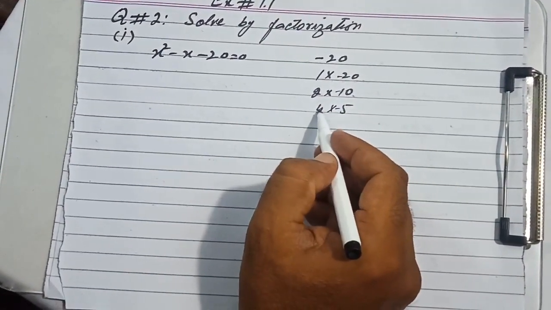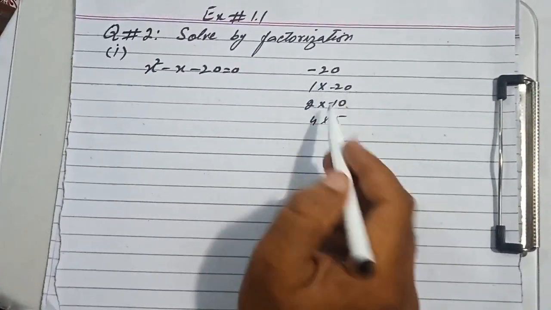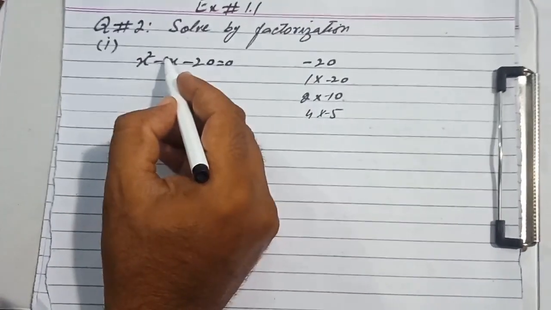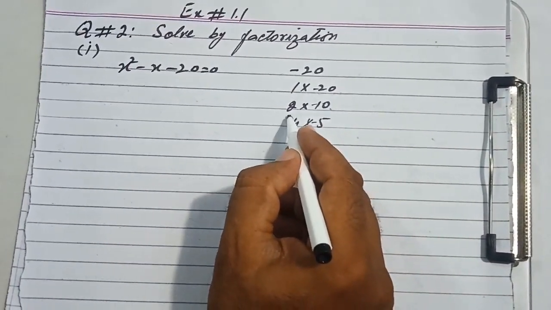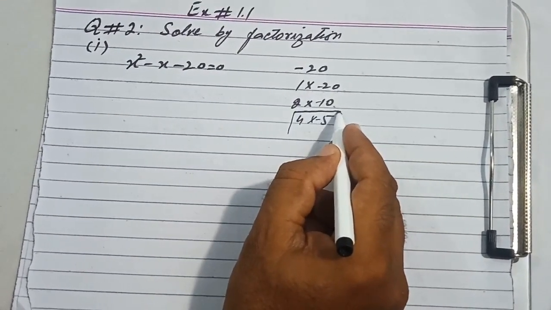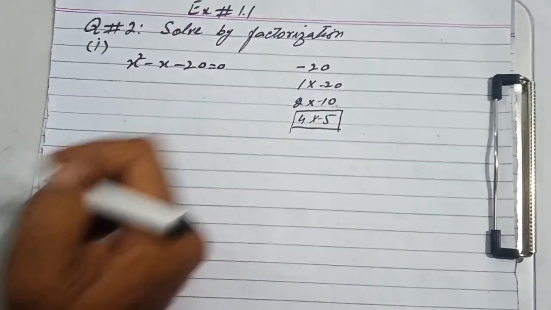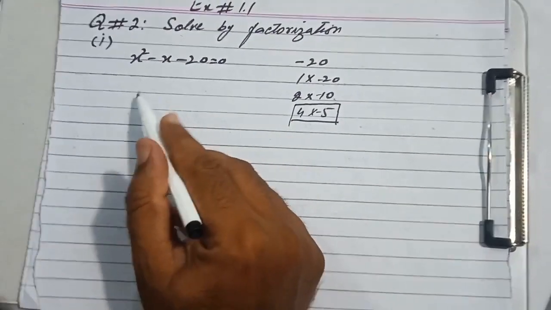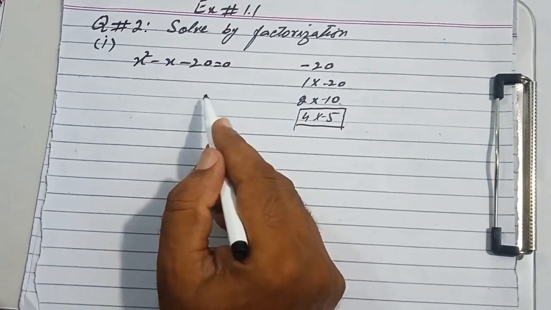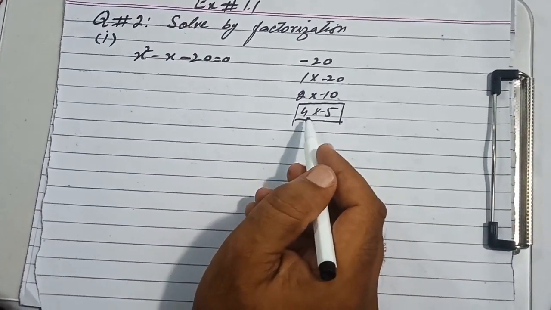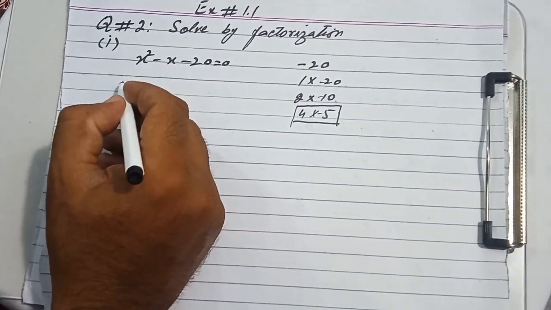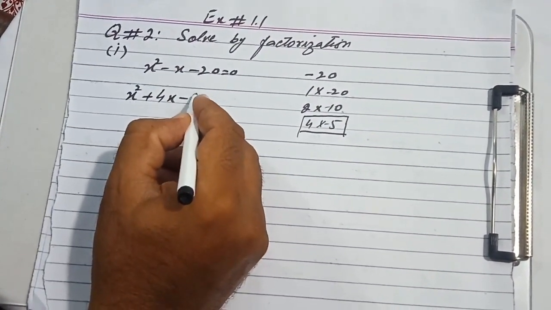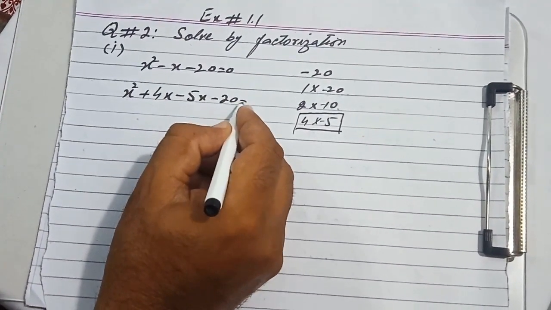And if we multiply 4 and minus 5, we will get minus 20. And when we sum up both the factors, 4 and minus 5, minus 1 will be there, and it is the requirement. So we will use this pair of factors in place of minus 1. You can write 4x first and 5x after that, as well as you can write 5x first and then 4x. It will not change our question. So I will write now x square plus 4x minus 5x minus 20 is equal to 0.